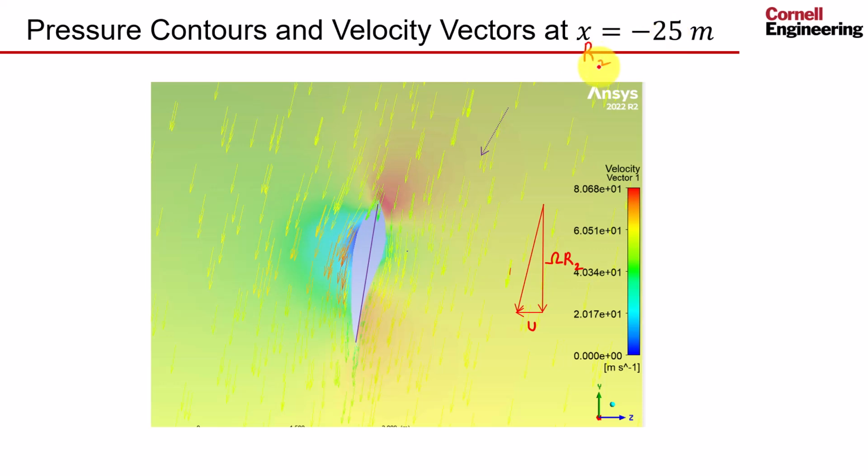Because R2 is greater than the previous R for the previous section, this has to be much higher, which means that the relative wind is in this direction compared to this. So you see the relative wind, as I'm going out, becomes more and more parallel to the plane of rotation, which is the XY plane here. That's because omega r becomes larger and larger. And in the limit, as omega r becomes very large, in fact, the relative wind will seem like it's coming from here.